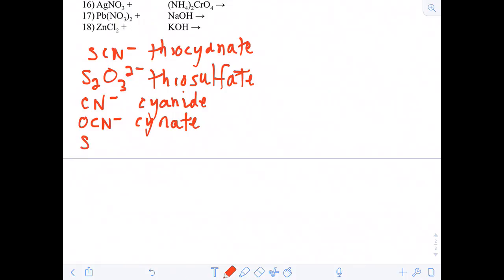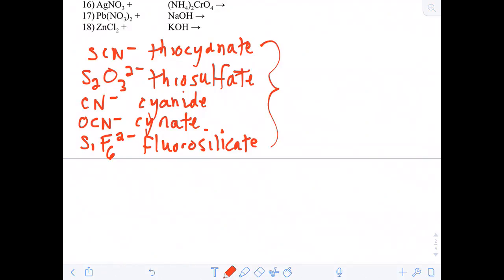And then SiF6, that's called fluorosilicate. That has a 2 minus charge on it. Fluorosilicate. All right. So all of these are soluble. So they all go in that first box, the AQ box.